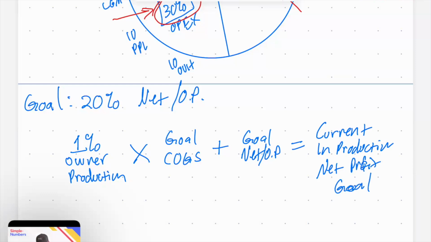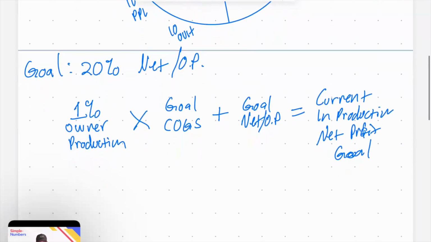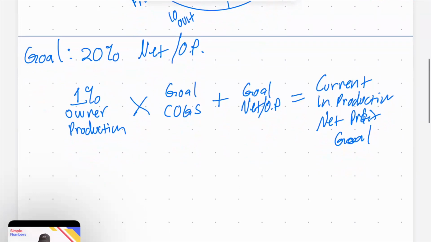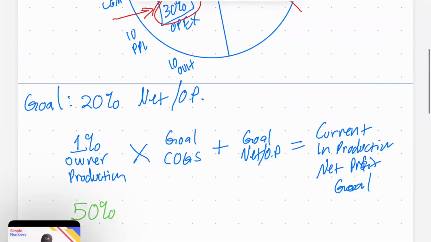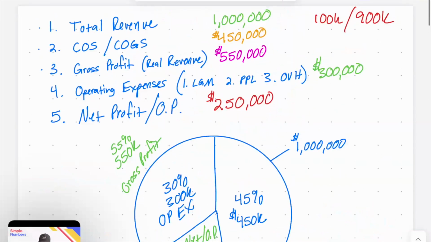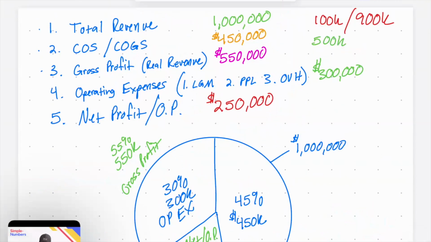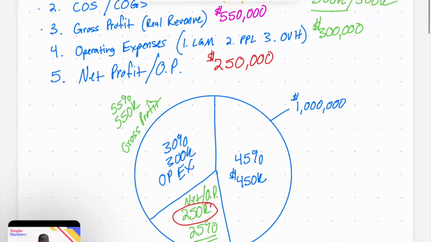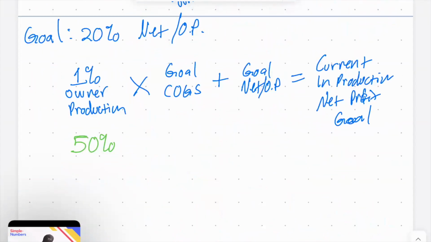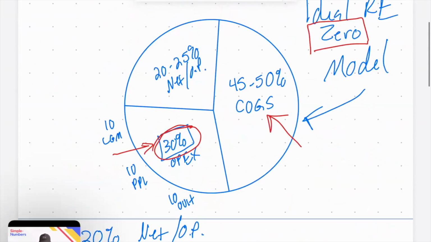Okay, so here's what that means. If you're doing 50% of the total revenue as the owner, that's 50%. We'll go back to our original example. On $1 million, if the owner was doing $500,000 and the team was doing $500,000, what should their net profit be percentage-wise? Well, let's go down here. We're going to put that in. Owner is doing 50% of the production. Remember, for every 1%, they're doing 50. We're going to multiply that times the goal COGS. Well, where do we get the goal COGS? Right here.